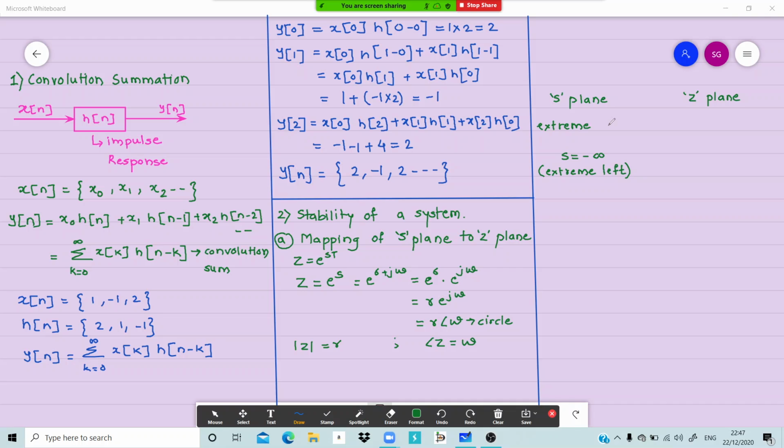Extreme left. Correct? I have written it extreme left. Sorry, I had to write vertical lines. Vertical lines.